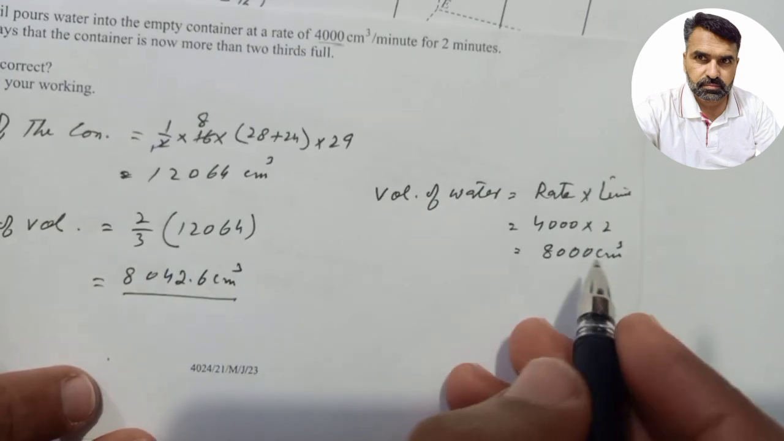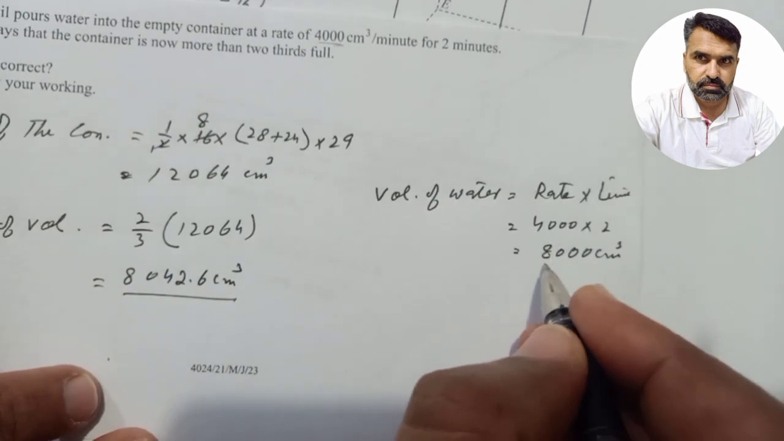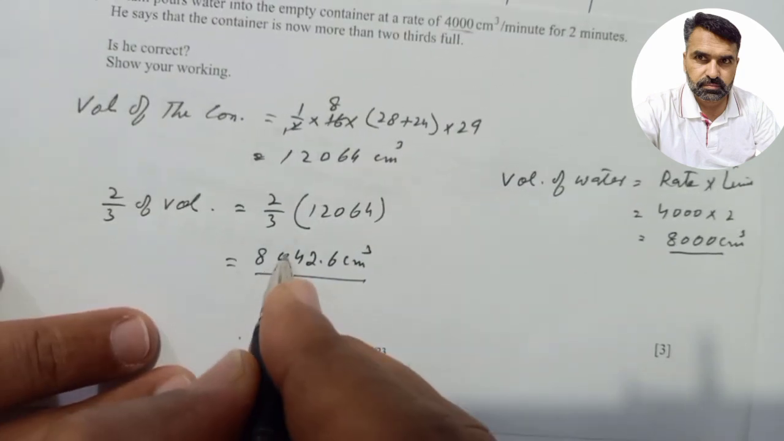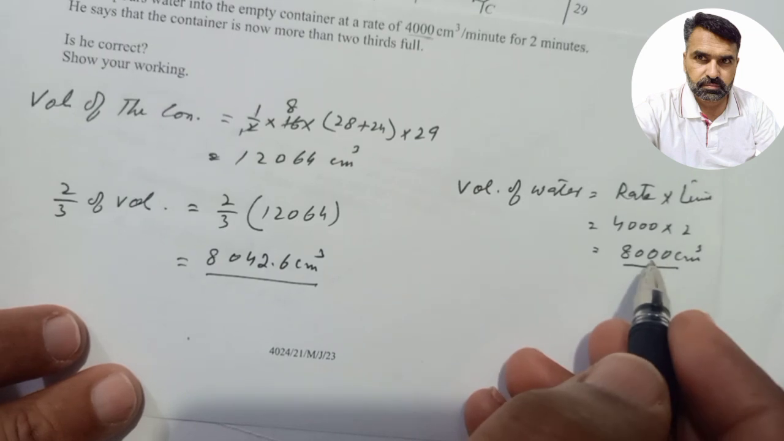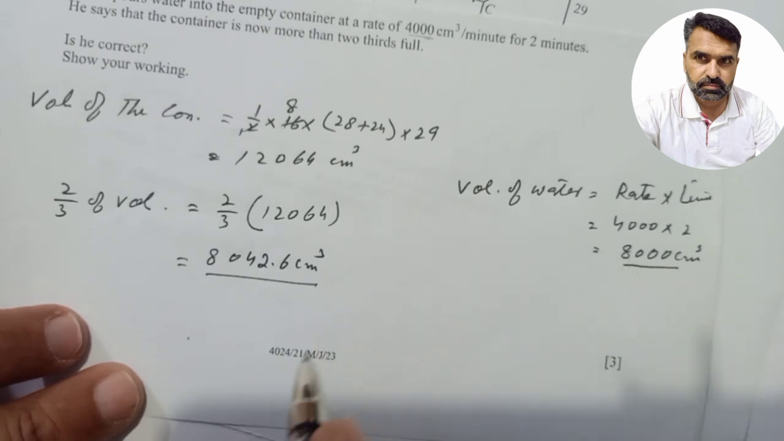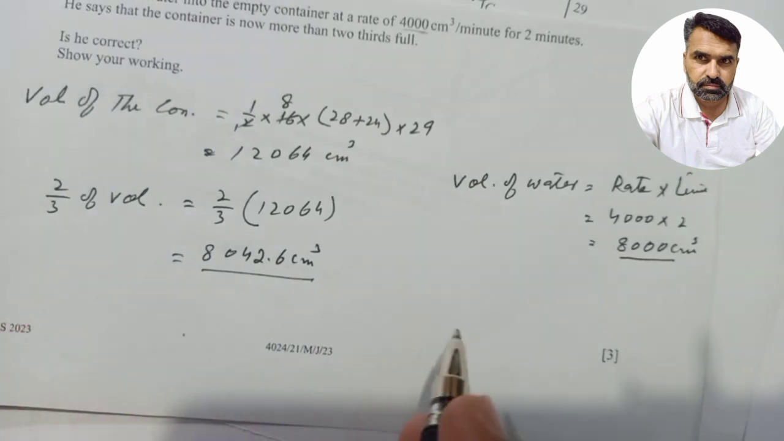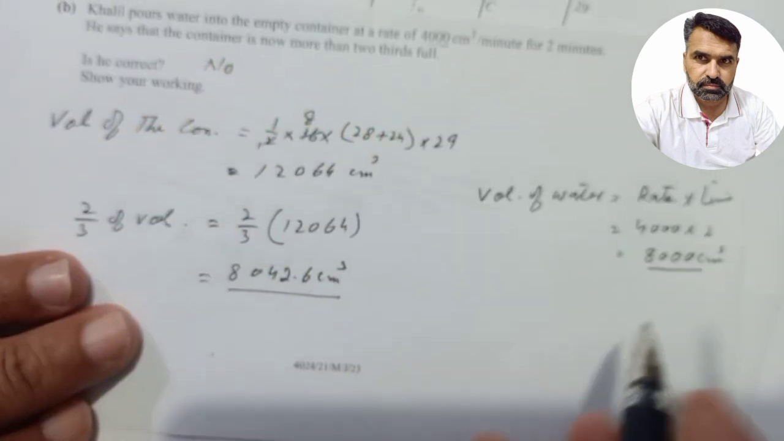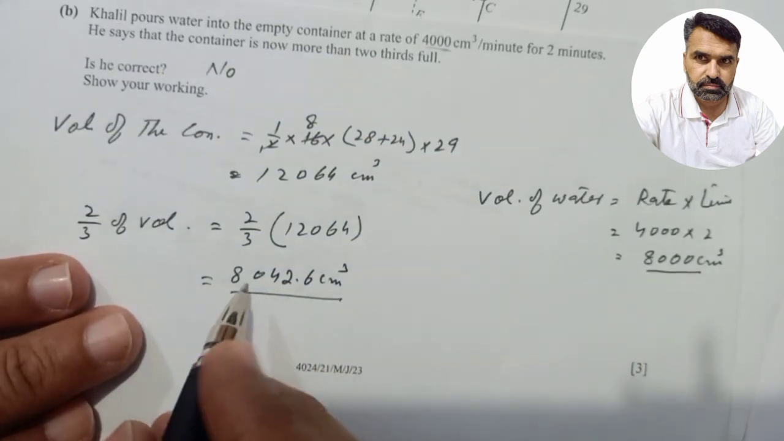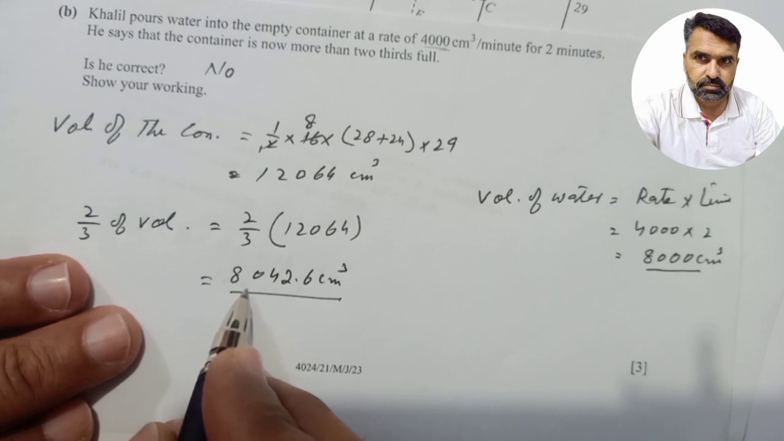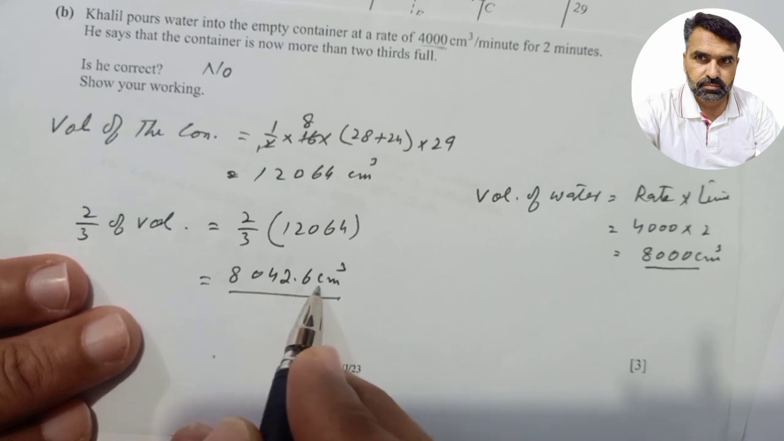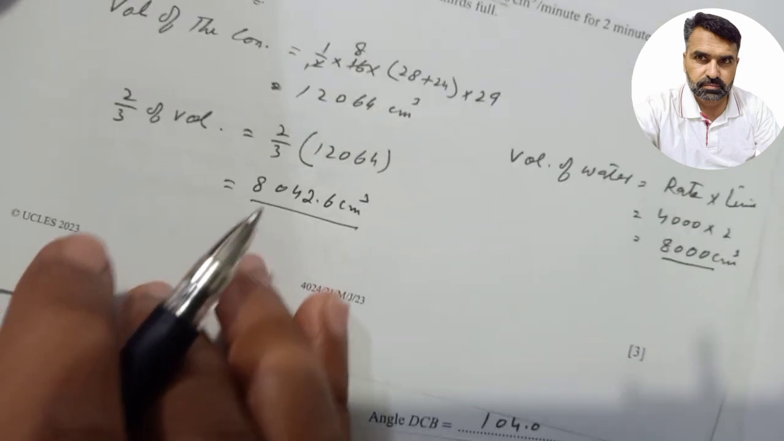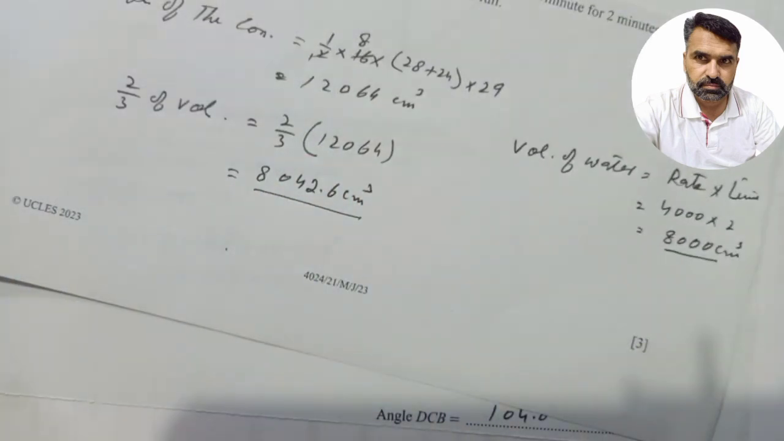The water that is being poured into the container is 8000, and 2/3 of the container is 8024. So the volume of water is not more than 2/3. So students, the answer is no, because the volume that is being poured is 8000, whereas the volume of 2/3 of the container is 8042 centimeter cube. So students, it is B part of this question.